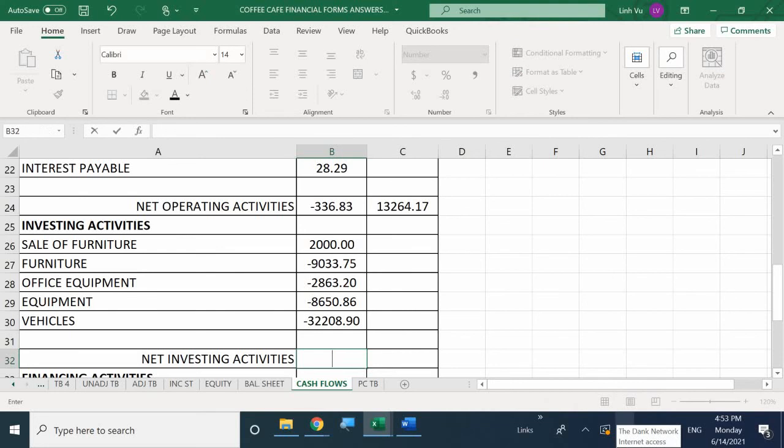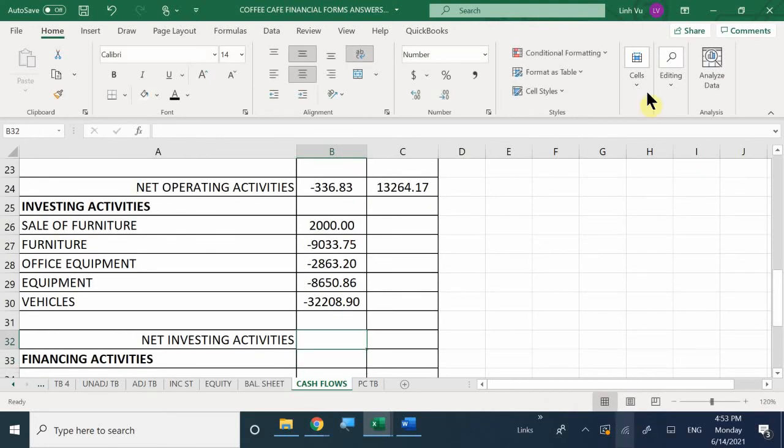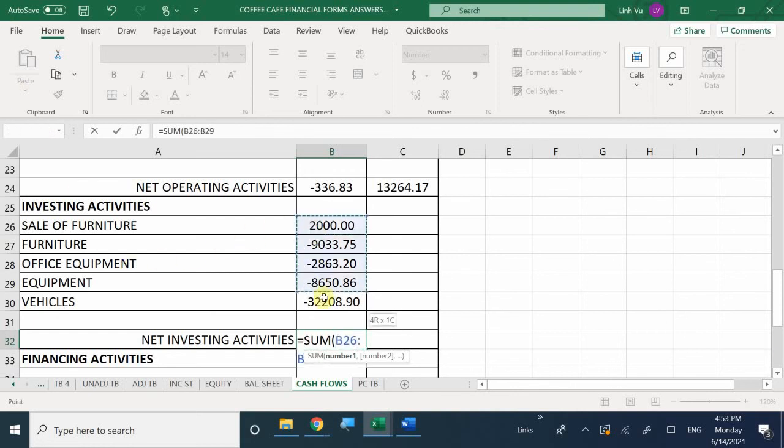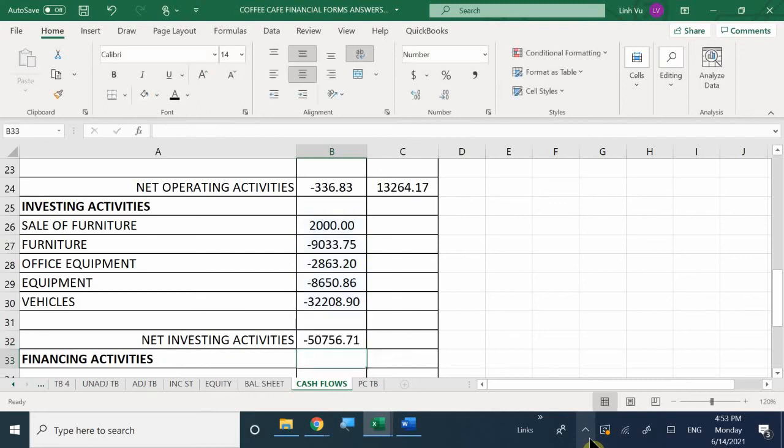So once again, this is another blank column here. So equals sum. So what was the total amount of investing activities? $50,756.71. That's the money that I spent in order to invest to purchase all of my fixed assets.